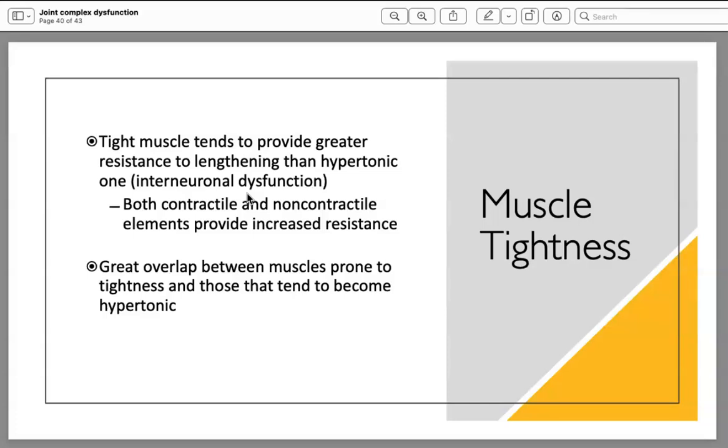It's usually resistant to lengthening, more so than hypertonic tissue, because remember, hypertonic tissue doesn't have to be within that whole muscle. But there is a huge overlap between muscles that are prone to, quote unquote, tightness and those that tend to become hypertonic. So they don't have to be, but it is common that they are involved.